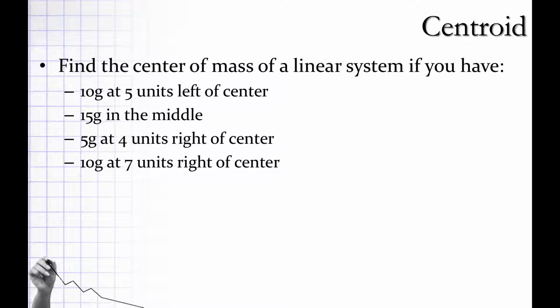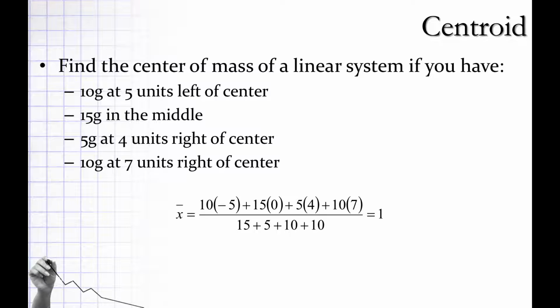So we have -50 plus 0 plus 20 plus 70, and we're dividing by 35? 40? There's another 5 right there. I didn't get that 5 on this. So our center of mass is at 1. Whatever our object is, we could balance it right here at 1. That's our center of mass.